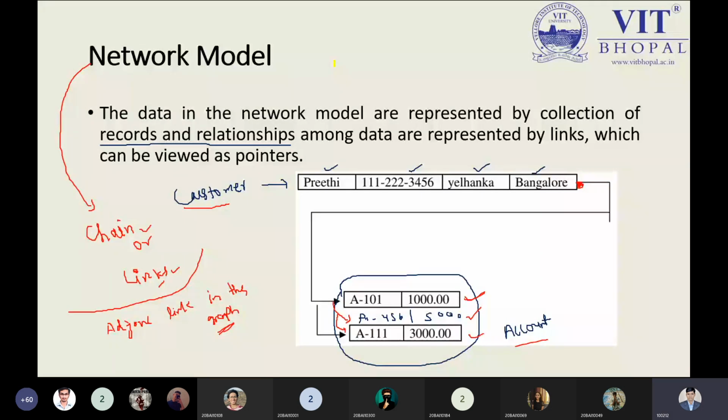So let us understand the thing properly over here. The data in the network model are represented by the collection of records and relationships. The relationships among data are represented by links, which can be viewed as pointers.